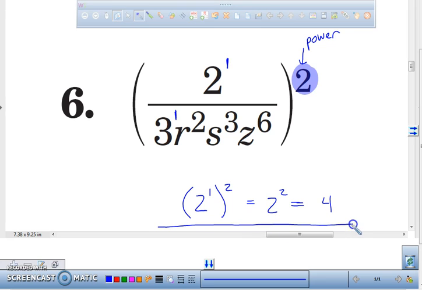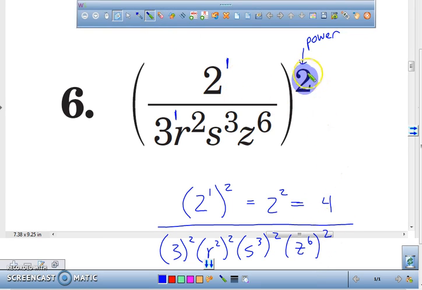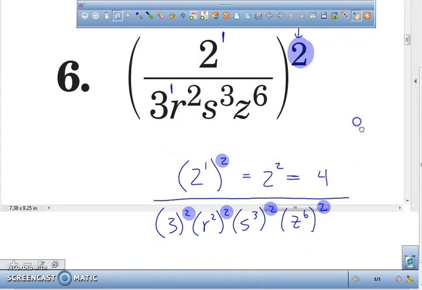In the denominator, you're going to have a 3 that's being squared. You're going to have an r squared that's also being squared, an s cubed that's being squared, and z to the power of 6 that's also being squared. You're wondering what I'm doing right here? This 2 is being applied to every single number or variable inside of the parentheses.